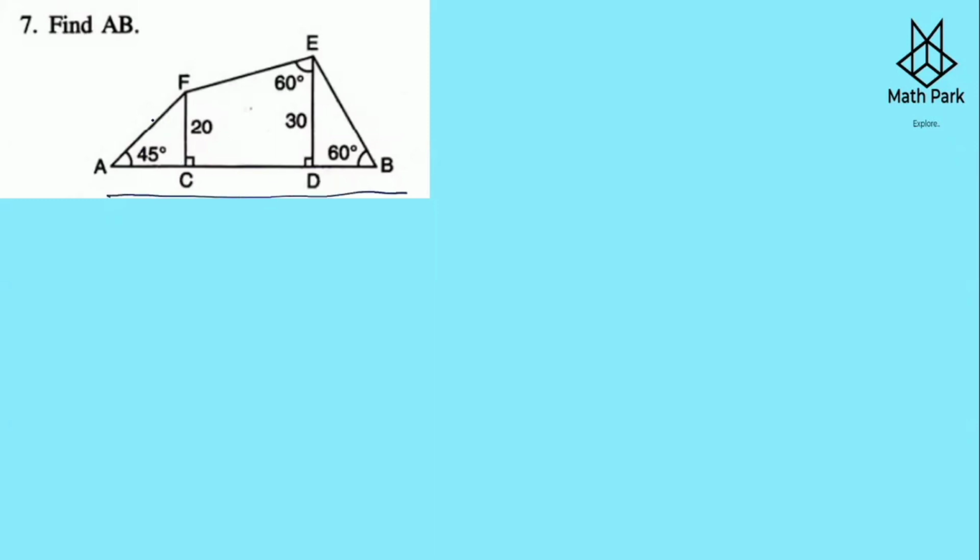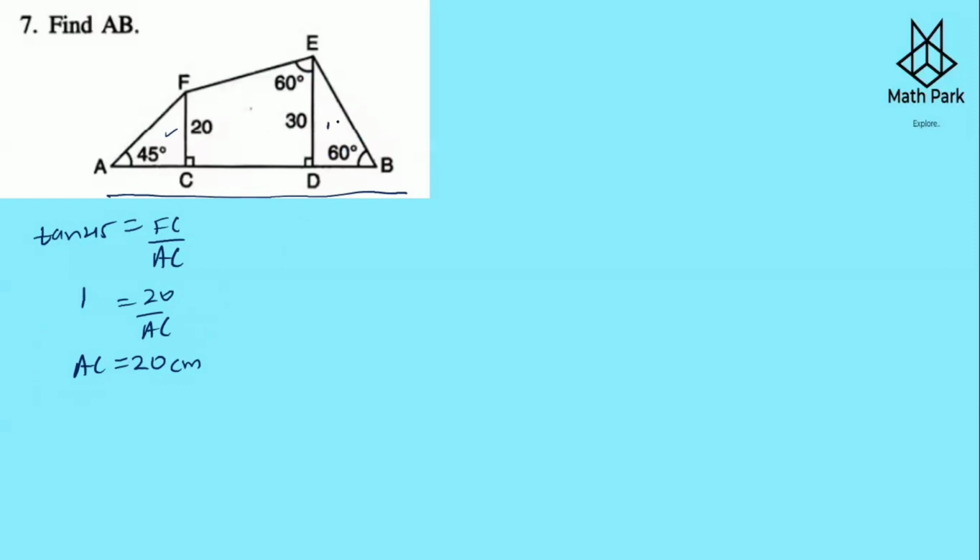Now, we can use the triangle AFC. So in triangle AFC, you have tan 45 is equal to opposite, which is FC, upon AC. Tan 45 is 1, FC is 20 upon AC. You get AC is equal to 20 centimeter. They have not given the unit, so let us write there 20 centimeter. We got AC.